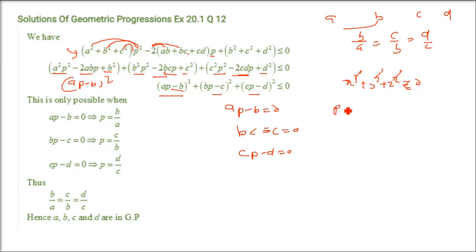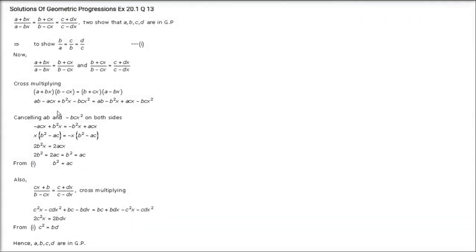So what do you get? AP equals B, so P equals B by A. Here you get P equals C by B. Here you get P equals D by C. Now all these are P, so equate them. B by A equals C by B equals D by C. This is what was wanted. And this is why you have A, B, C, D in GP.